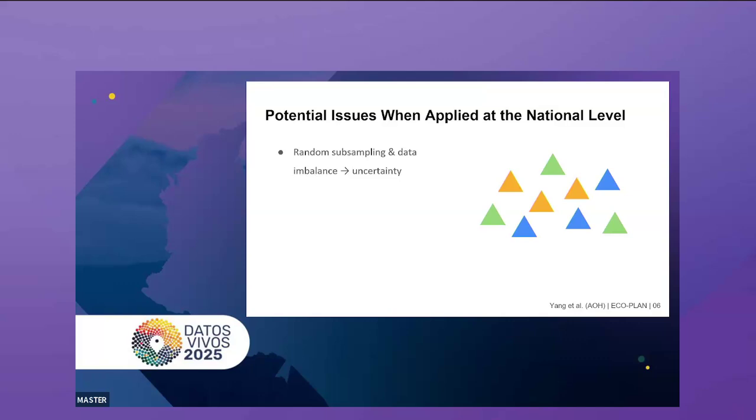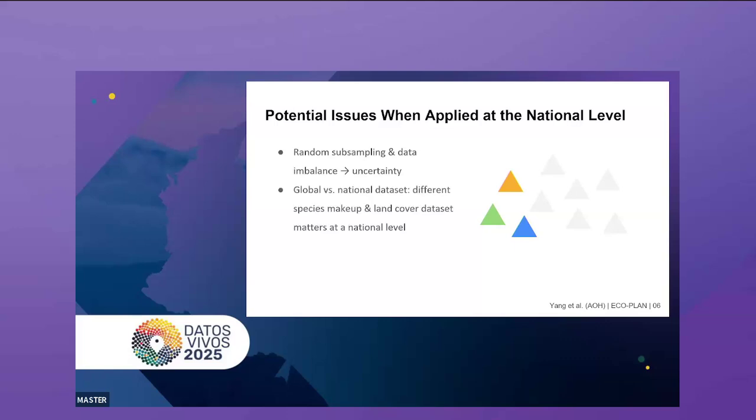Potential issues can arise when we're trying to apply the same workflow at a national level. The first potential issue is that these random subsampling steps and the inherent data imbalance in the raw data set can lead to uncertainty in results. What this means is that when we're selecting different subsets of the same data set, our models can have different outputs because we're basically selecting different data.